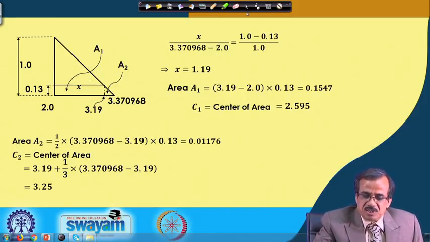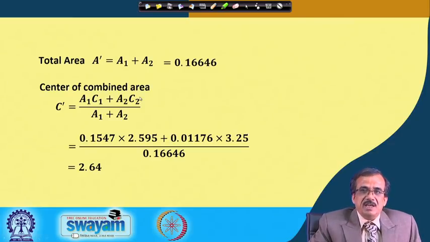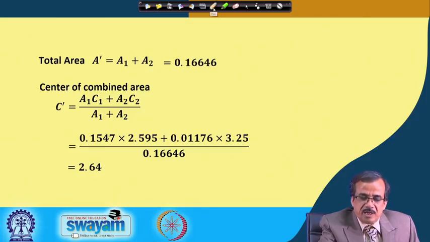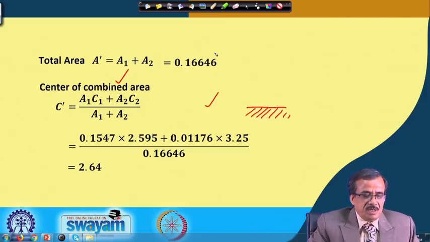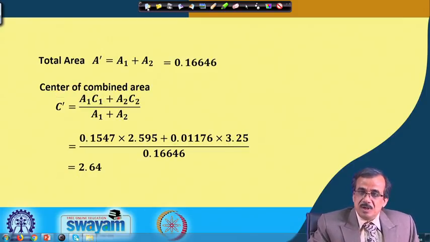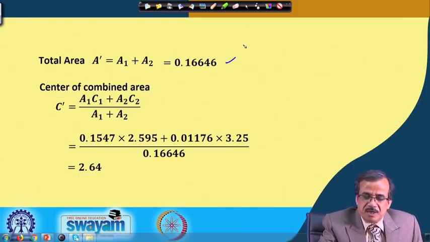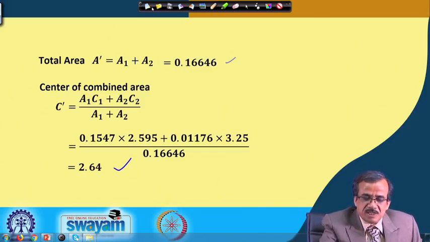And once you have this area and center of area, I am in a position to find, corresponding to the first fired rule, what the center of combined area should be. I can find out, corresponding to the first fired rule, what the area and the center of area should be. This area is nothing but this, and the center of area is nothing but this, corresponding to the first fired rule.